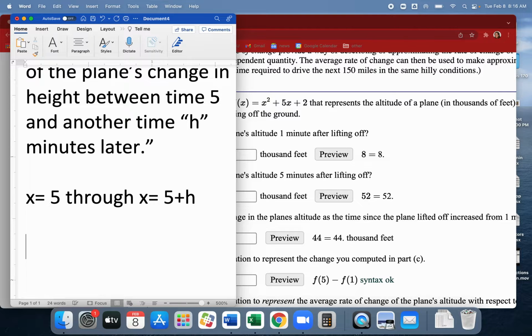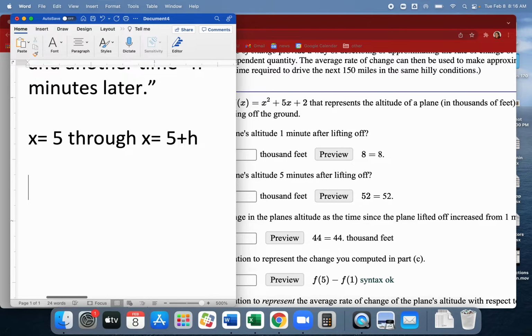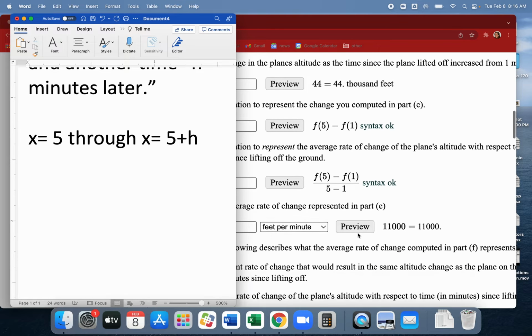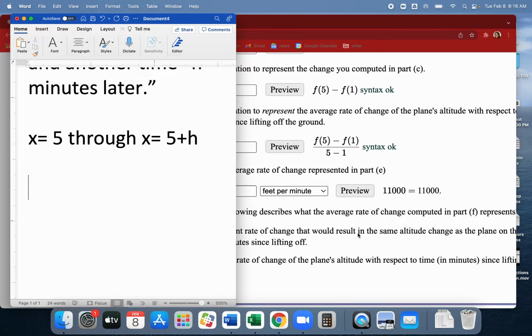But we should be able to do that, because what we need to do is the same sort of thing that we did here: f of 5 minus f of 1 over 5 minus 1. Well, I'm going to do f of 5 plus h, mystery expression, minus f of 5, all over 5 plus h minus 5.